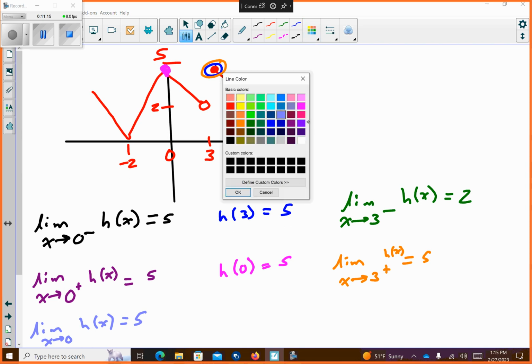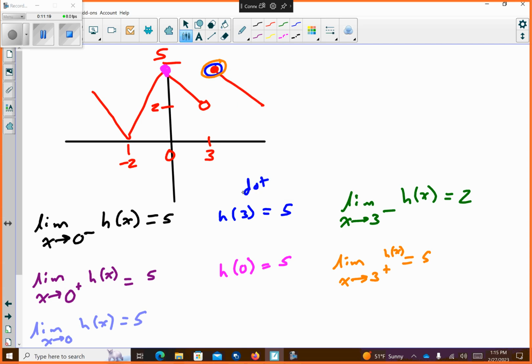H at -2 is right here. So that's going to be 0.